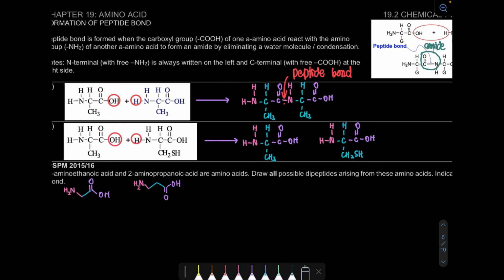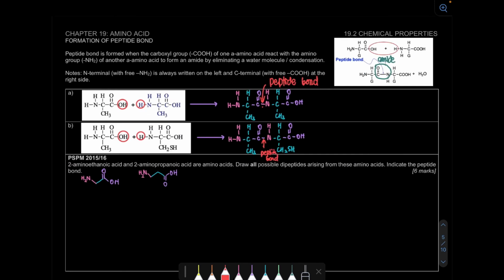Okay, so we remove the OH and we remove the hydrogen. So we just get this; if you're asked, you have to write it out again. Okay, and then we have to label. This is actually our peptide bond. So it seems so simple, right? So let's look at one past year question.